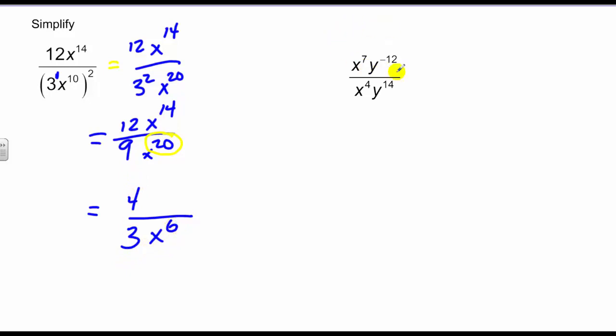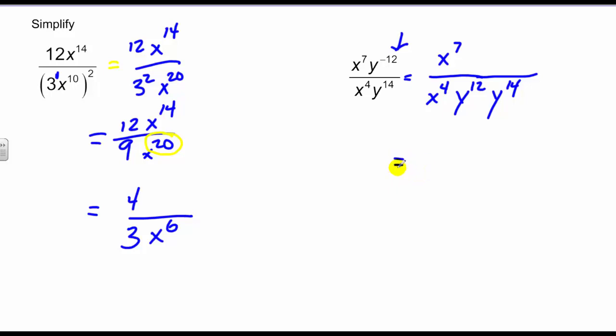Likewise, in this problem, what I prefer to do first, and some people may differ in this opinion, is I like to make sure all my exponents are positive to start with. So I have x to the 7th, I have x to the 4th in the denominator. This y is to a negative power, so I'm going to move it from the numerator to the denominator, make its power positive, and y to the 14th was initially positive, so I keep it where it is.